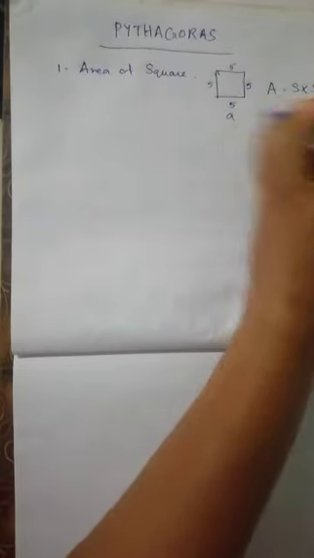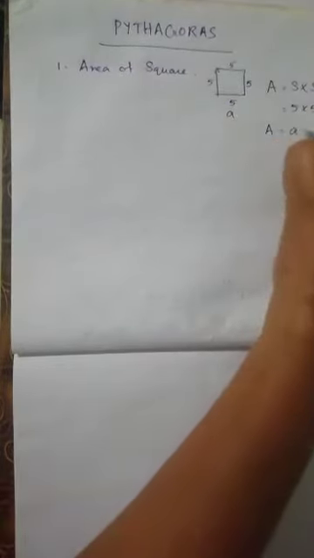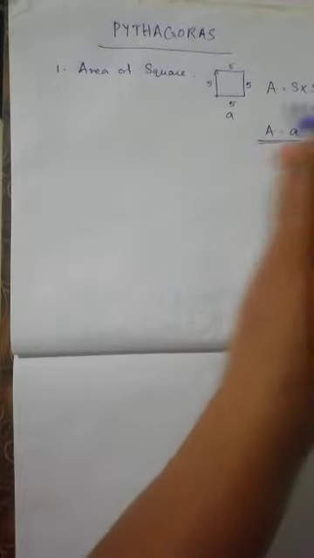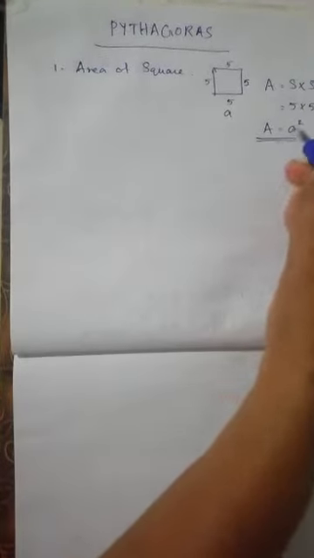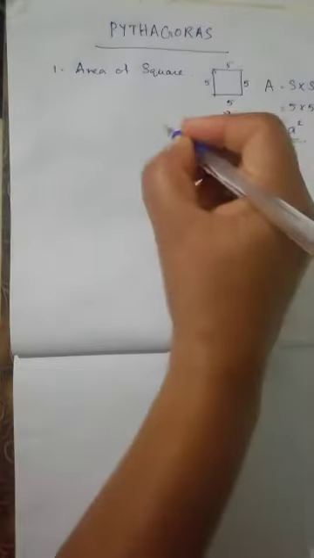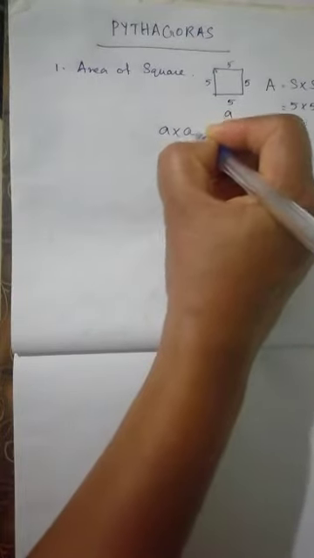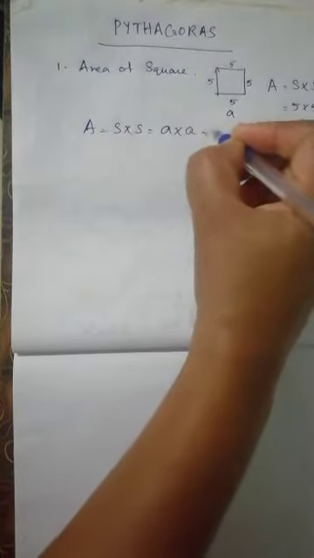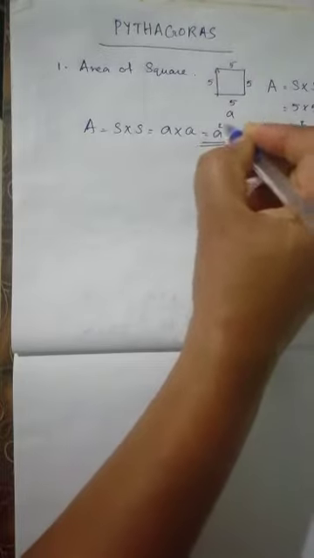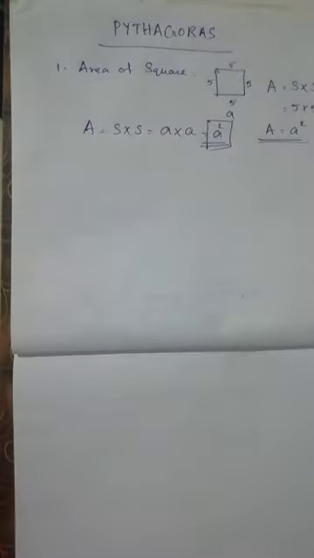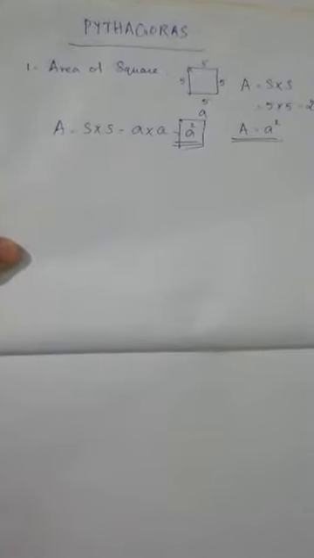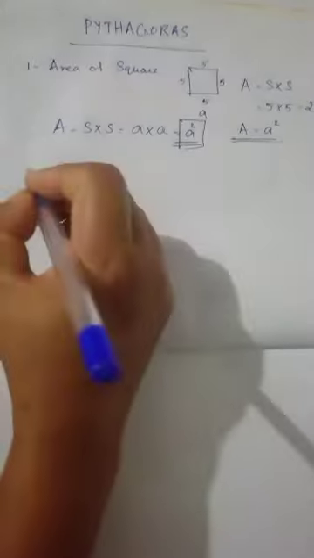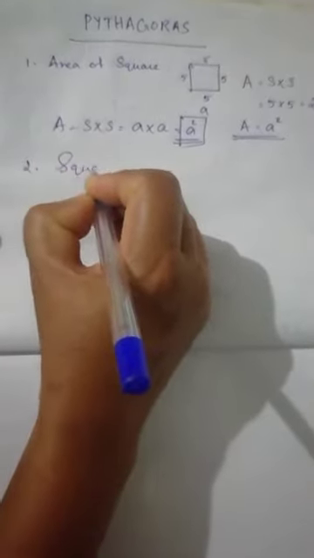If the side is a centimeter, the area is a into a, which in exponential form we studied as a square. If one side is a, another side is also a, so area is equal to side into side, a into a. A into a in exponential form we can write as a square. That is the area of a square.